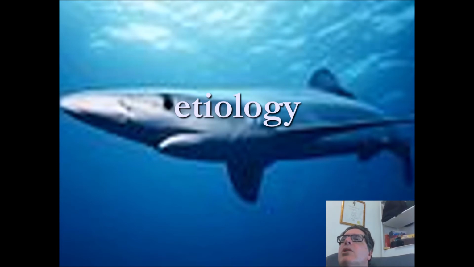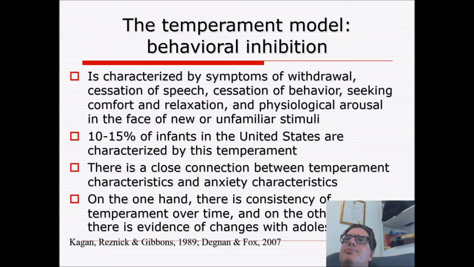So let's talk a bit about what causes the anxiety. What is the etiology? So one model is the temperament model. And when we talk about temperament, we're basically talking about the genetics of personality. So when you're born, in the first 2 weeks, scientists can identify your temperament. Some people are very hyper, some people are very quiet, and some people, and this is what we're talking about here, have this pattern. It's about 10 to 15% of infants have this pattern called behavioral inhibition. And this pattern is characterized by withdrawal, cessation of speech, cessation of behavior, seeking comfort and relaxation when you face a new stimulus.